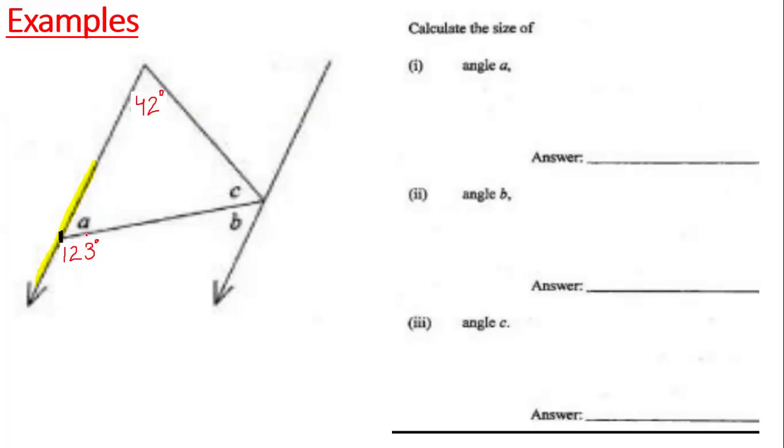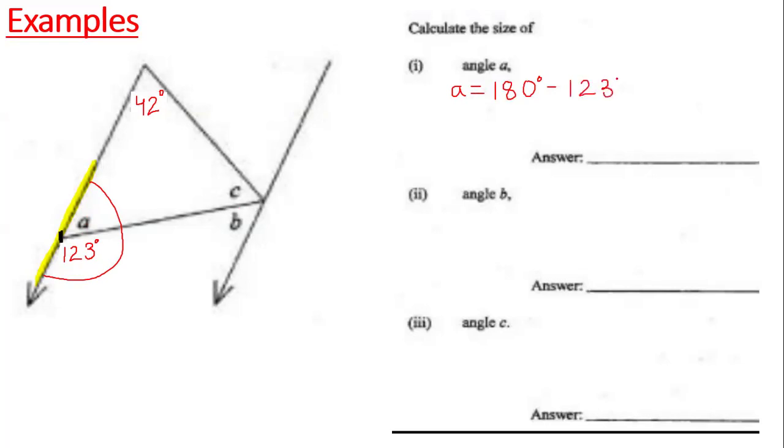Let me ask a question. If this is 123 and this is A, and we know that angles on a straight line must add up to 180 degrees, how are we going to find the answer for angle A? You subtract 123 from 180. Very good. Now class, when we subtract 123 from 180, what do we get?